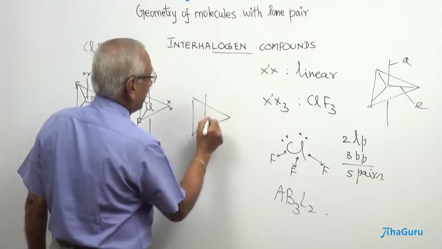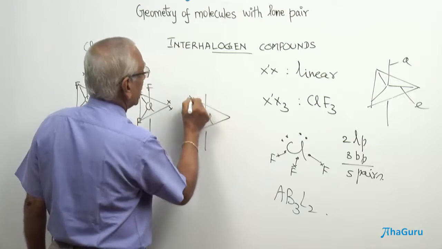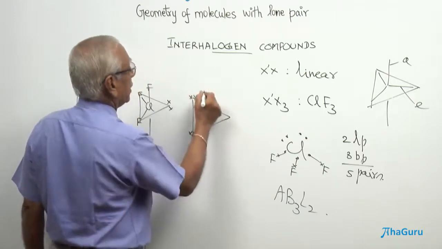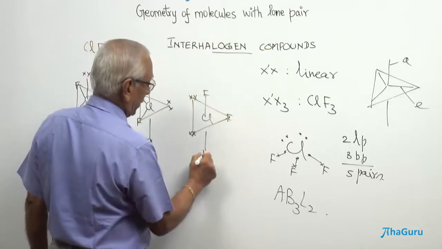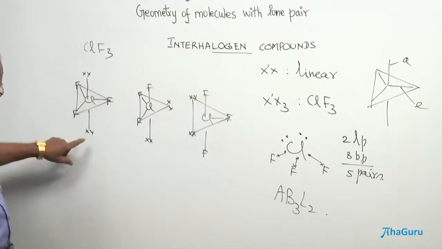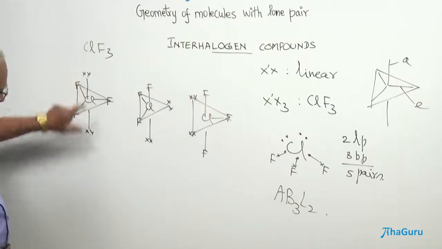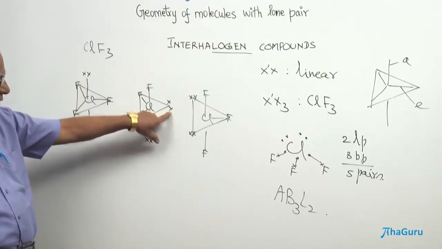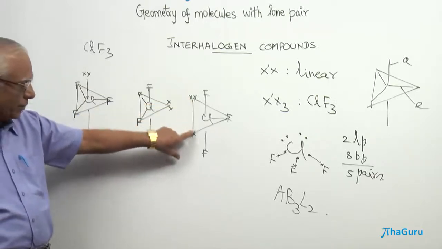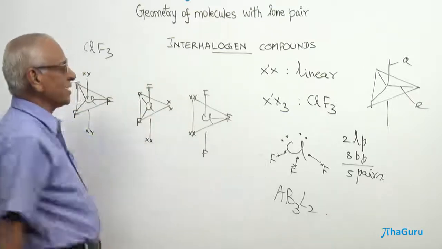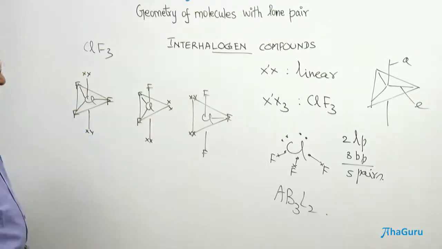I could have put both the lone pairs along the equatorial bonds, with fluorine here, fluorine here, fluorine here. You see, it's very simple. Both the lone pairs along the axial bond, one lone pair on the axial bond and one on the equatorial bond, or both the lone pairs along the equatorial bonds. Now, only one of these three structures should be stable, the other two must be unstable.